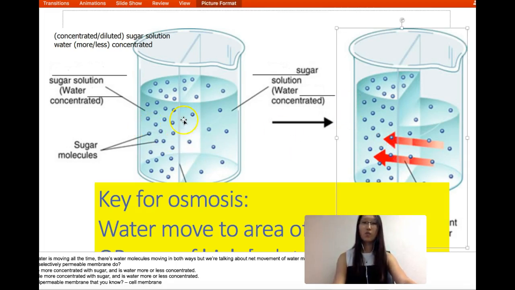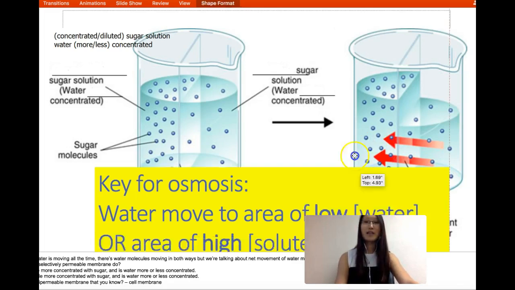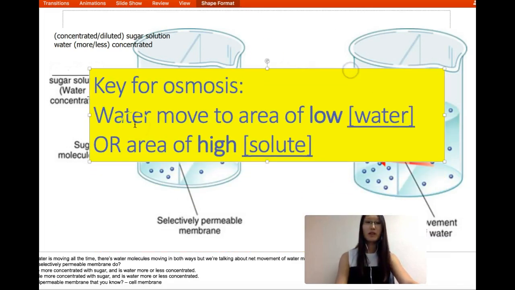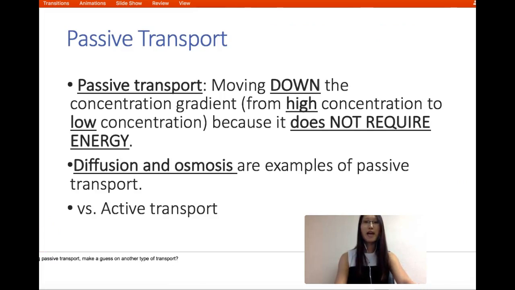In this case, water is able to go from the high water concentration to low water concentration, and it could go from the low solute concentration to the high solute concentration. Either way, water will move from this side of the membrane to the left side of the membrane, eventually reaching dynamic equilibrium. Next one is called passive transport.